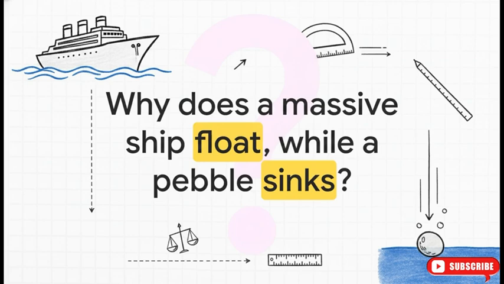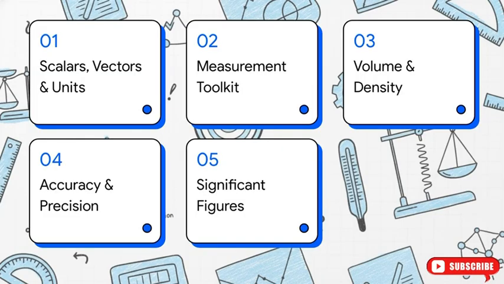I promise you, by the time we finish mastering the fundamental tools of measurement today, you're going to uncover the exact mathematical answer to this mystery. Okay, let's dive into this. Here is our clear 5-step roadmap for today. First up, we'll cover scalars, vectors, and units. Second, the measurement toolkit. Third, volume, density, and displacement. Fourth, accuracy, precision, and errors. And finally, we'll wrap up with mastering significant figures.